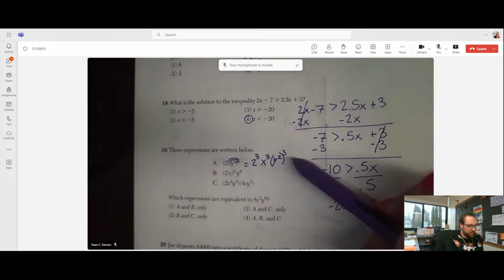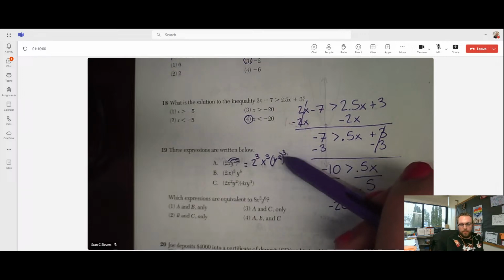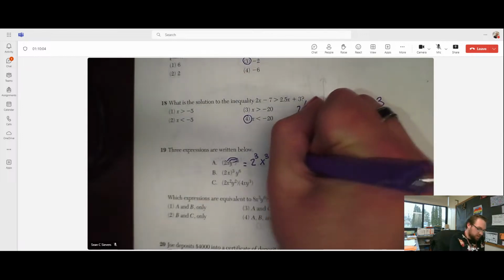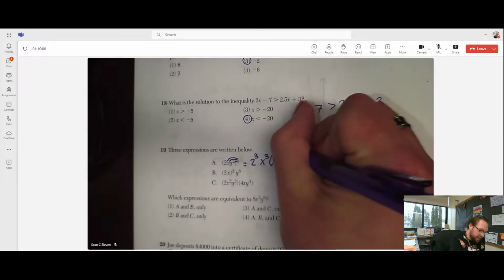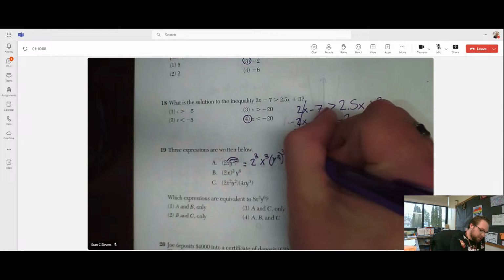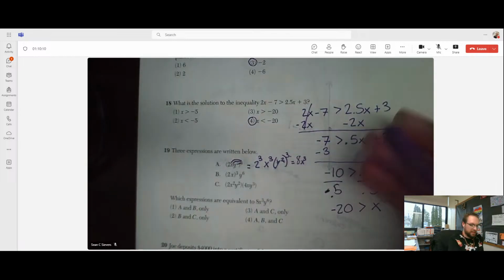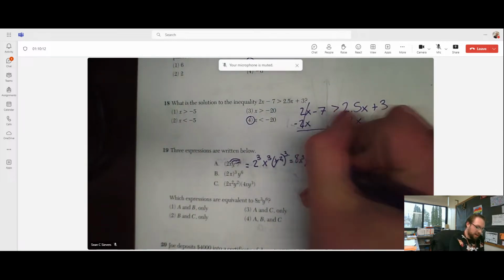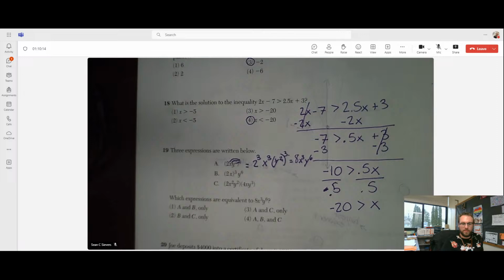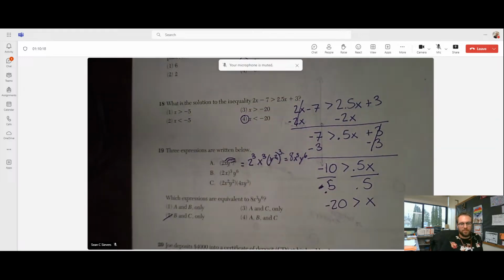This one I don't think we've seen too much of this year, but if I have a power raised to a power, we're actually going to multiply the exponents. I know that 2 cubed is 8, and then x cubed, and then 2 times 3 is 6. So you have y to the 6th. So A works, which means I can get rid of answer choice number 2.